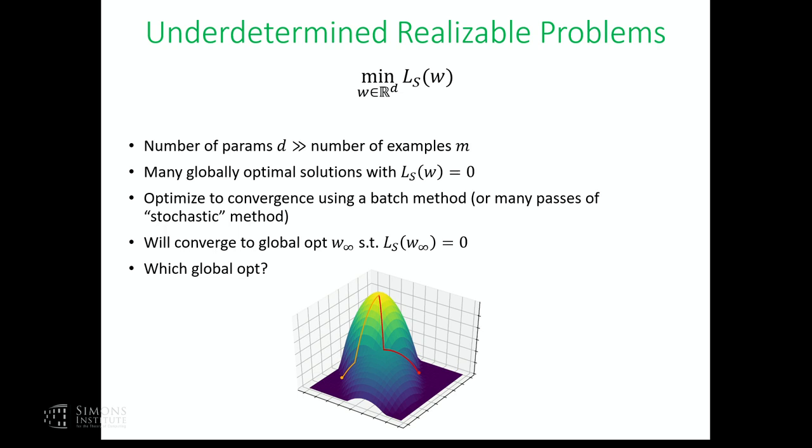So what we're going to turn to after the break, and maybe we'll take the break a couple of minutes earlier, is we're going to still talk about convex problems, but now we're going to turn from this stochastic optimization, where we get the implicit regularization by virtue of early stopping, and instead turn to these underdetermined problems where we optimize using batch or some other method all the way down, and we're going to see how that also gives us good enough inductive bias to allow generalization.